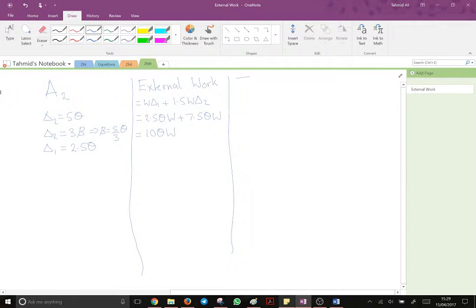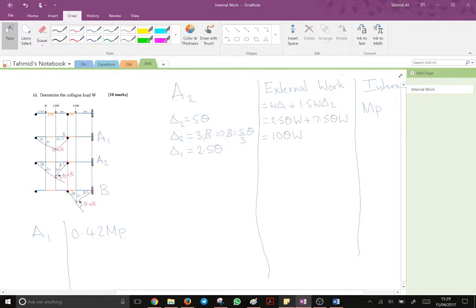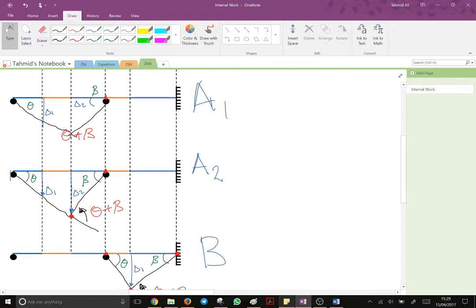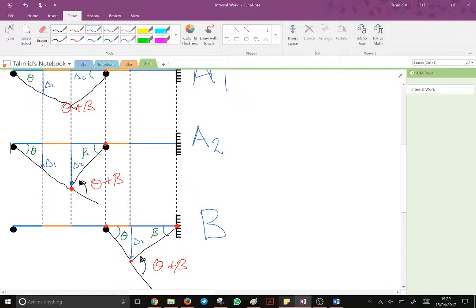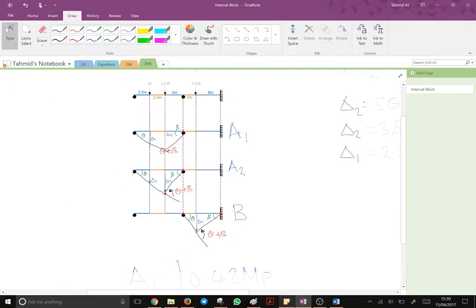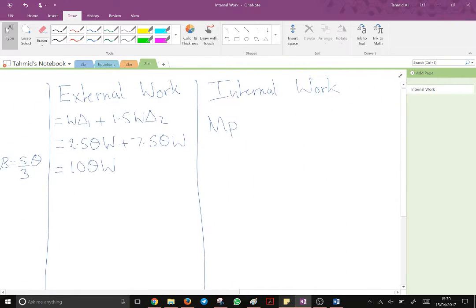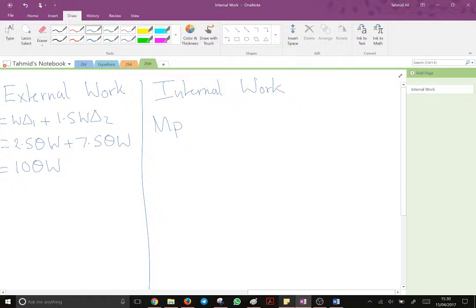So we have internal work. Internal work in this case is simply going to be MP. If you look at it, it's going to be MP times theta plus beta, because that's how much it's traveled, plus MP times beta. Similar to the previous part.